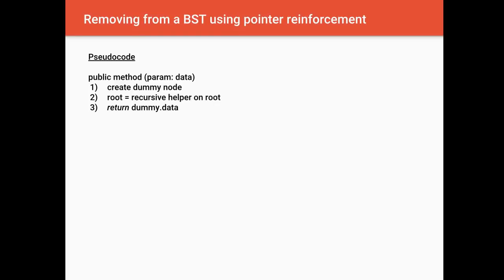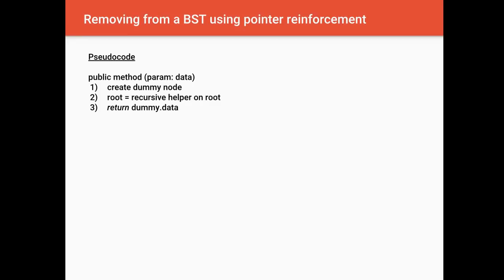This would be the method that users would call and pass in a single piece of data, because they don't need to know about the nodes in the tree. So the first thing that we're going to do is create a dummy node. And this is important because we want to be able to return the removed data to the user that was in the tree. But since we're using the recursive return values to change the tree and return nodes, we can't really do this.